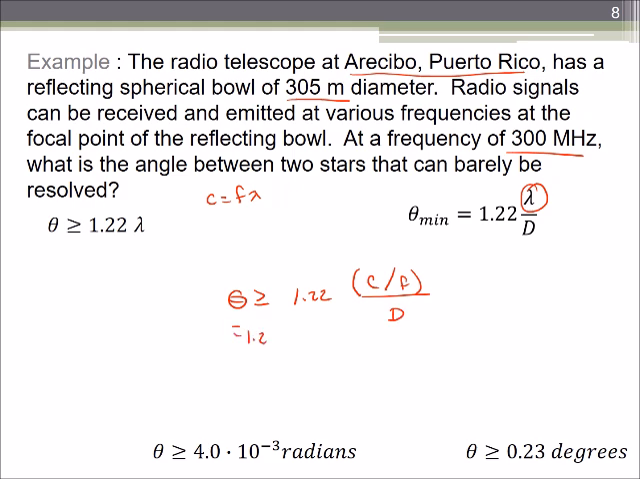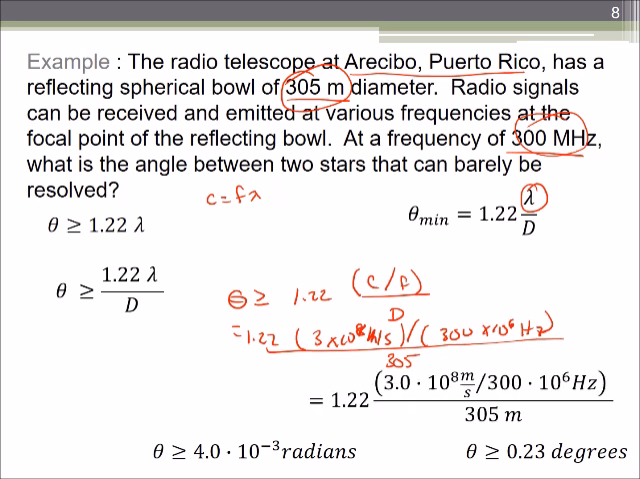And that gives us 1.22 times 3 times 10 to the 8th meters per second divided by 300 times 10 to the 6 hertz, which was that number given in the problem, and all of that is divided by the diameter of our dish. Gives us basically 4 times 10 to the negative 3 radians, or 0.23 degrees. So not even 1 degree, about a quarter of a degree. And if something up in the heavens is separated by a quarter of a degree, we can see each one independently, which is pretty amazing.